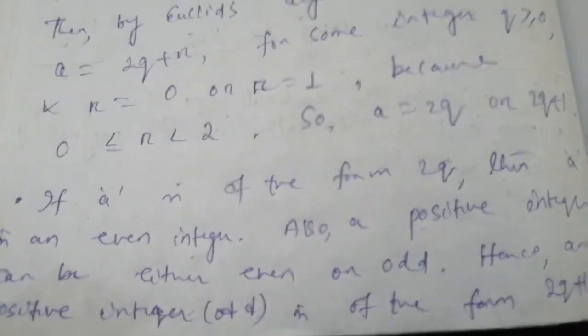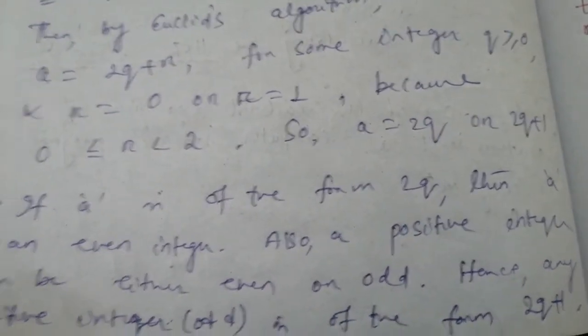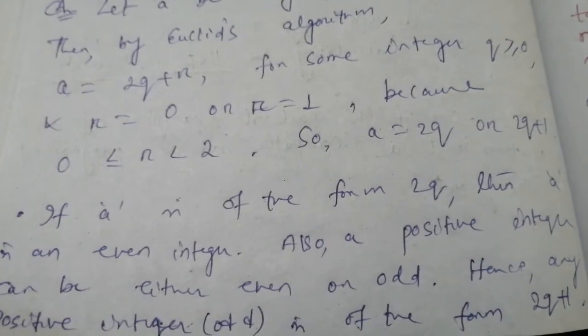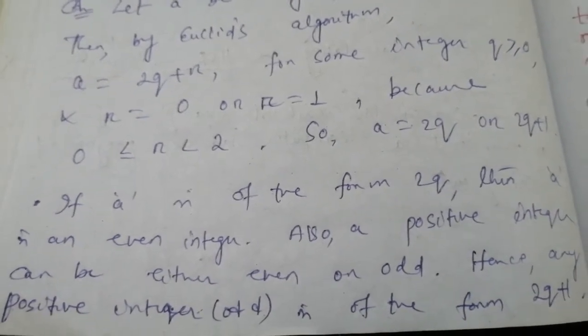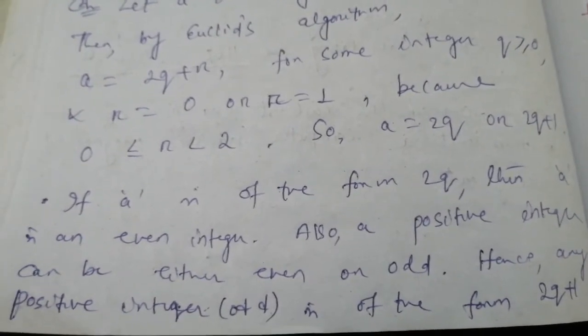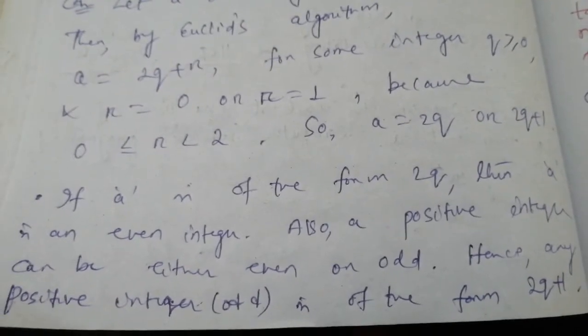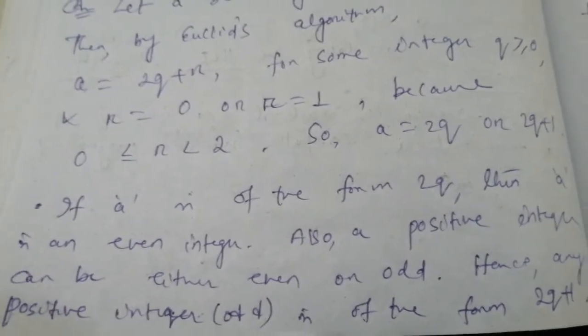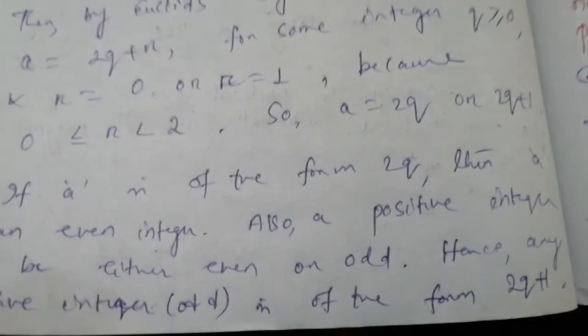If a is of the form 2q, then a is an even integer. Also a positive integer can be either even or odd, that we know. Hence any odd positive integer is of the form 2q plus 1.